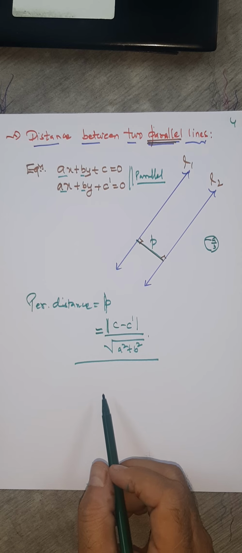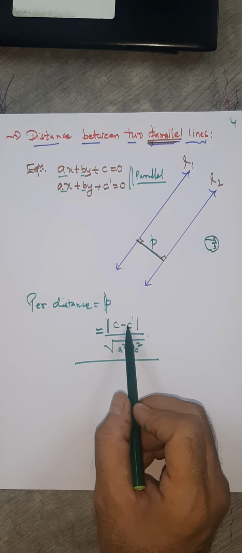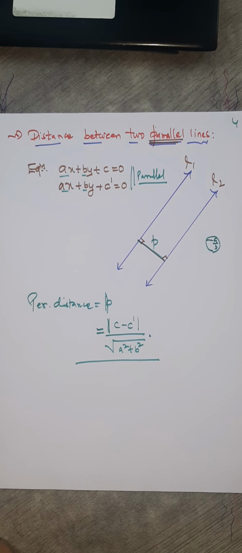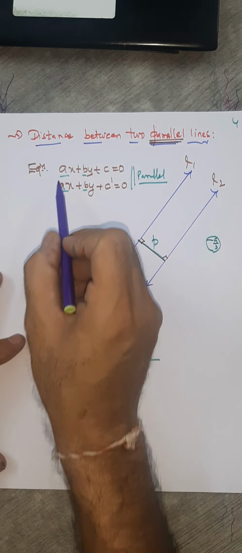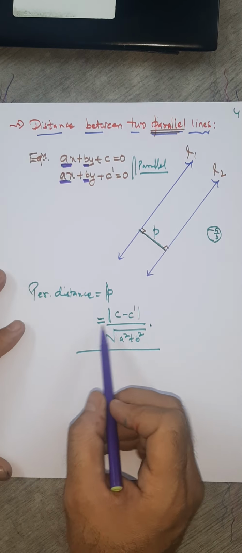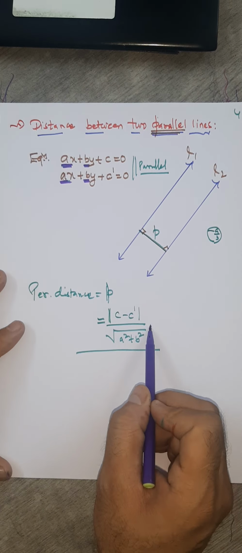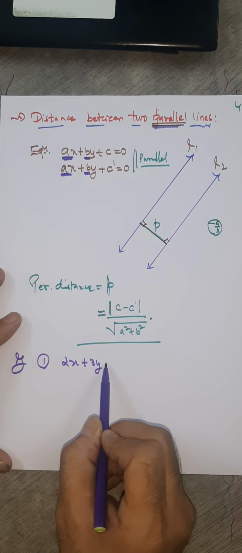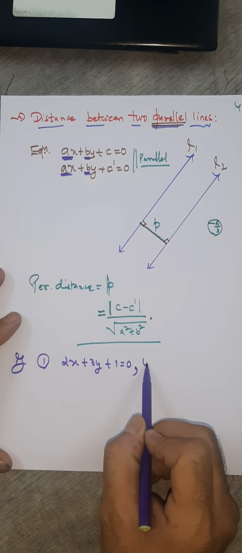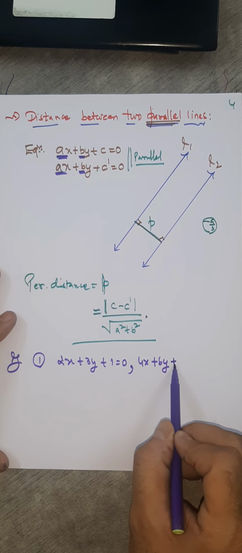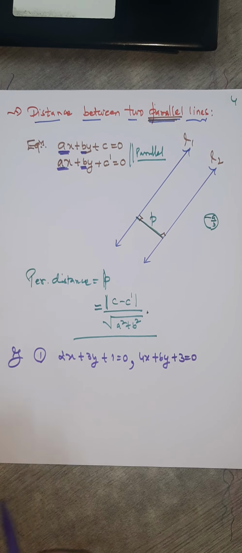So the formula is the modulus of c minus c dash upon root of a square plus b square. One important thing you should notice from this is that their coefficients should be the same, ax, by. If these are different, you cannot use this formula. Like this, if I have one equation 2x plus 3y plus 1 equals to 0, the other one I'll write 4x plus 6y plus 3 equals to 0. You can see that these two lines are parallel.